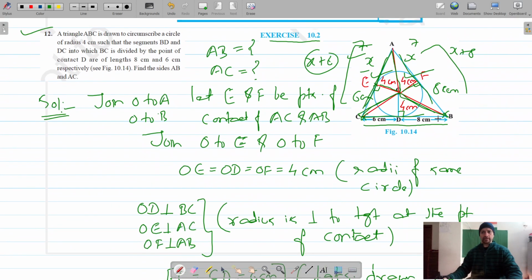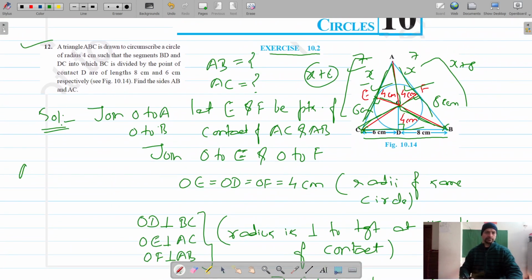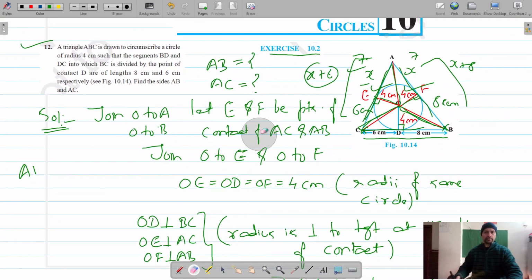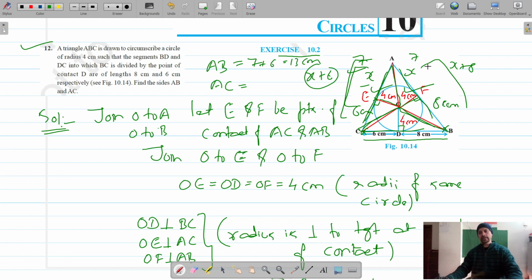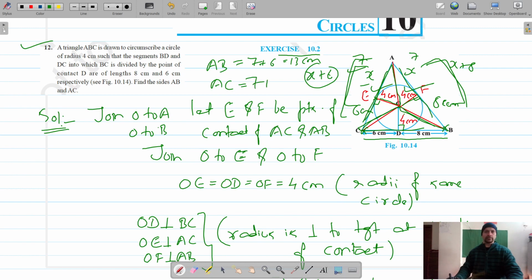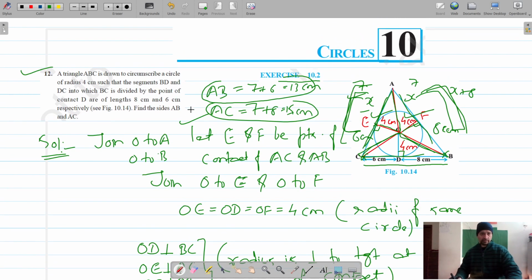So now AB is what we have to find. AB is 7 plus 6, which is equal to 13 centimeters. And AC is 7 plus 8, which is equal to 15 centimeters. So these are the values of AB and AC. AB is 13, and AC is 15. So that solves our question number 12.